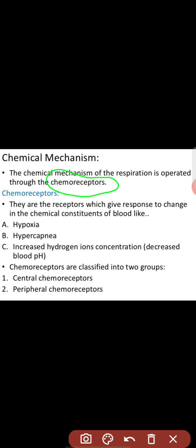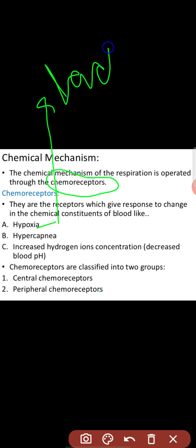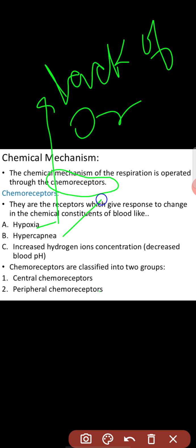Some terminology: you must understand that hypoxia means lack of oxygen. Hypercapnia means increased amount of CO2. Increased hydrogen ion may decrease the pH.